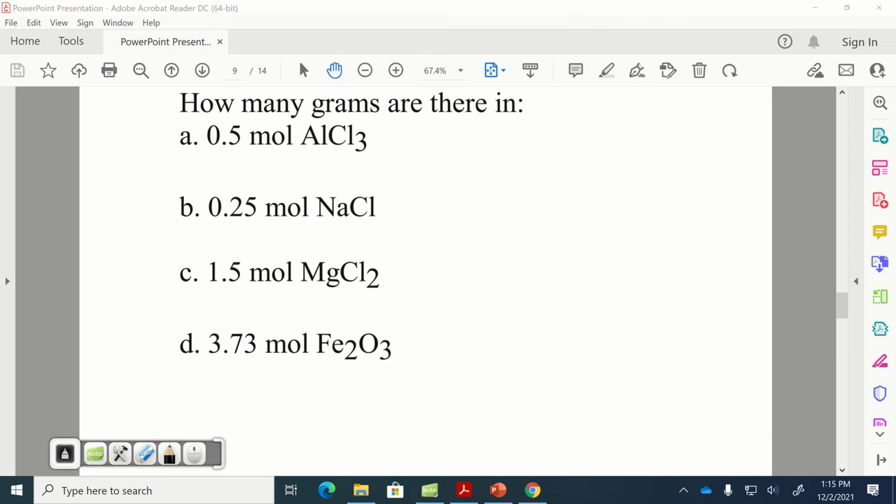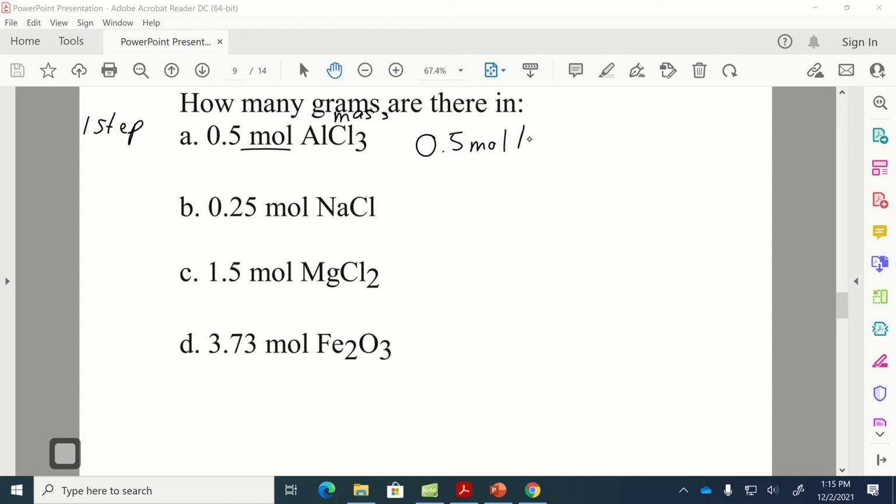Okay? And we'll be able to go back and practice some molar masses. So this one's asking you to change basically moles to grams. Grams is mass. So since I'm in moles already, this is going to be a one-step problem. All of these would be one step. I'm only going to do one because I want to do multiple problems here. Okay? So how do I do this? I start off with the number given to me, 0.5 moles of AlCl3.